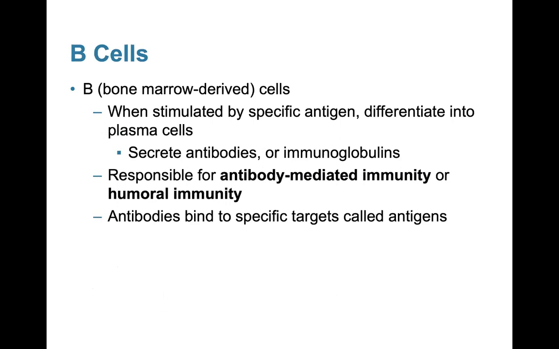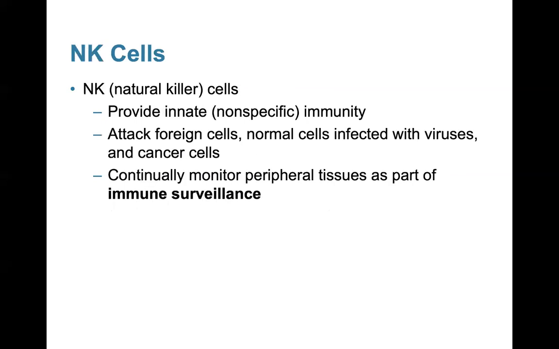Now your B cells, when stimulated by a specific antigen, which is anything the body perceives as foreign, will differentiate into plasma cells, and they will produce antibodies or immunoglobulins. They are responsible for antibody-mediated immunity or humoral immunity. Antibodies bind to specific targets called antigens.